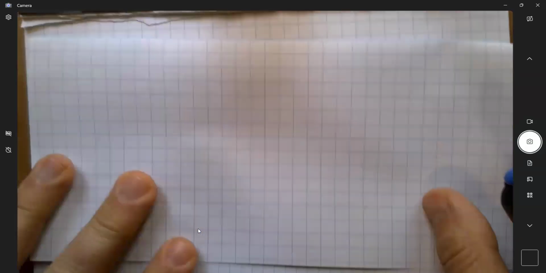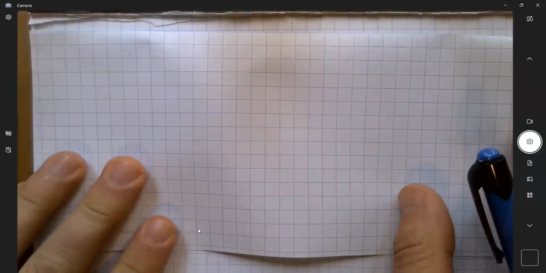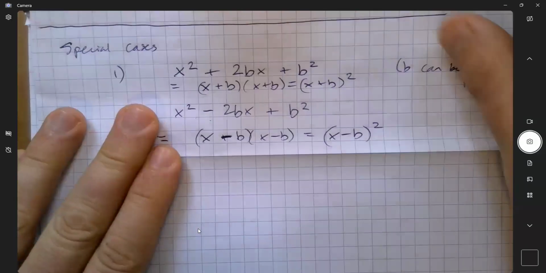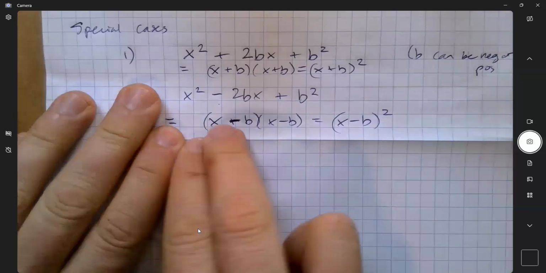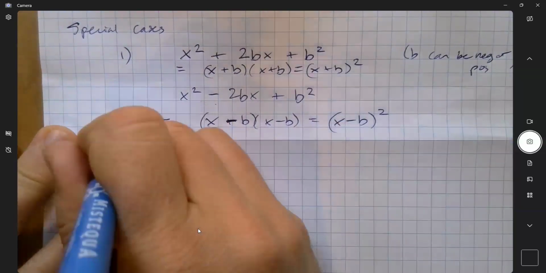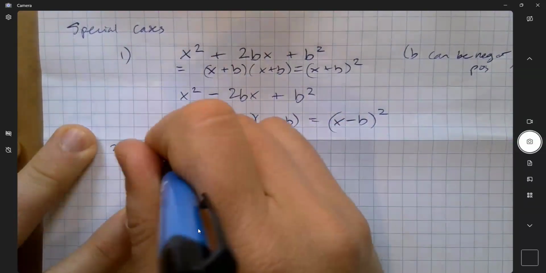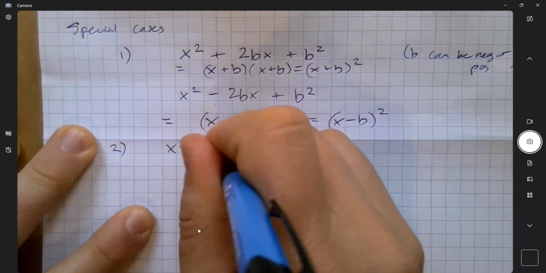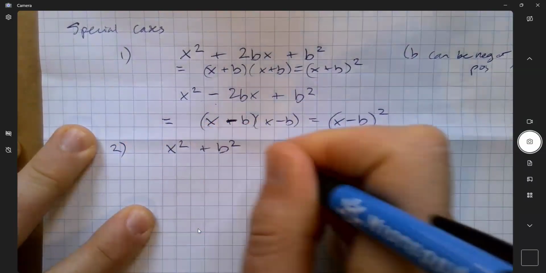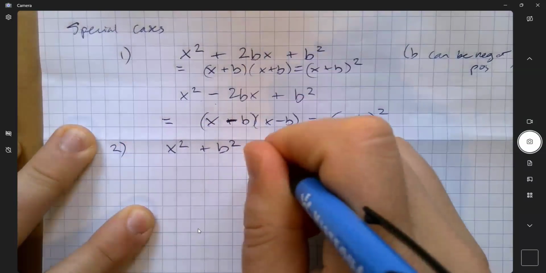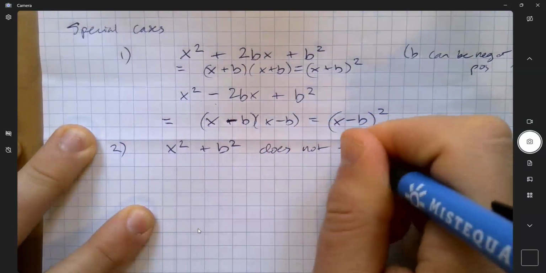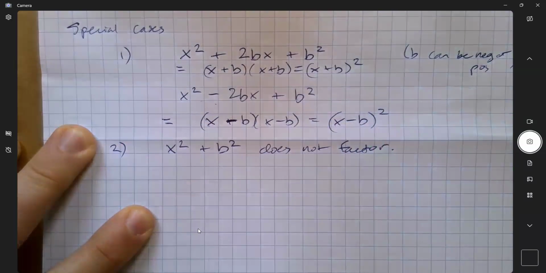The important part is that the 2bx needs to be in there. Let me do it this way this time. So you can see special case number 2, if you have the x squared and the b squared, but no 2bx term, this does not factor. And we're done. We stop.